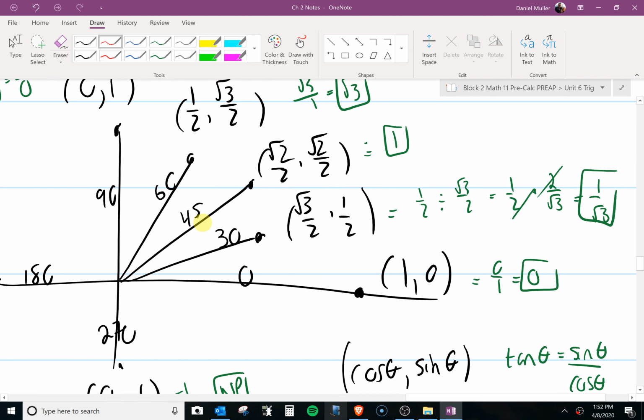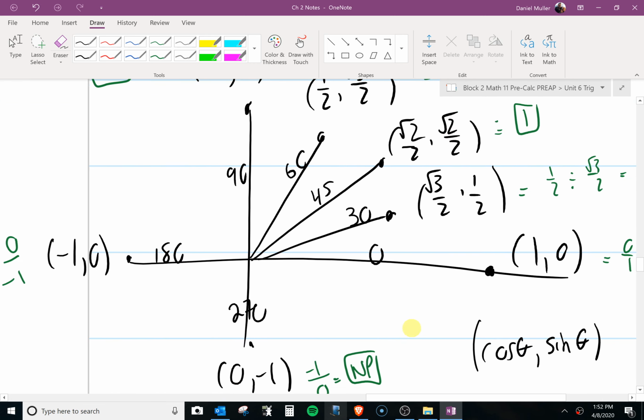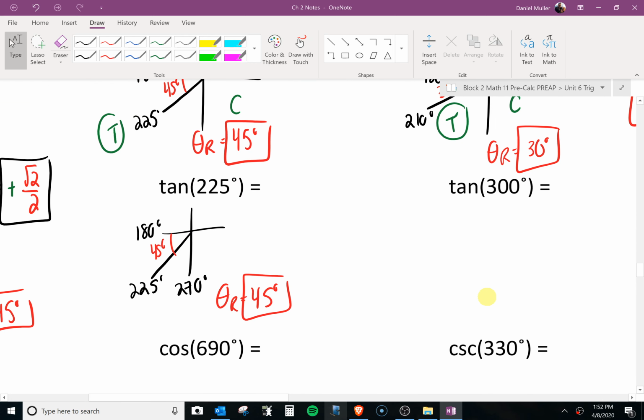There's 45. It's the right over the left, which we already did. That is 1. It's the right over left. These are the same things. Anything divided by itself is 1. So my answer is going to be 1. Then I do the CAST rule.